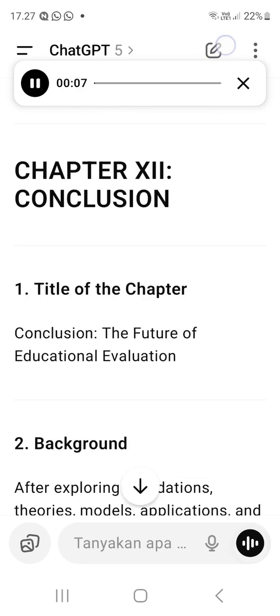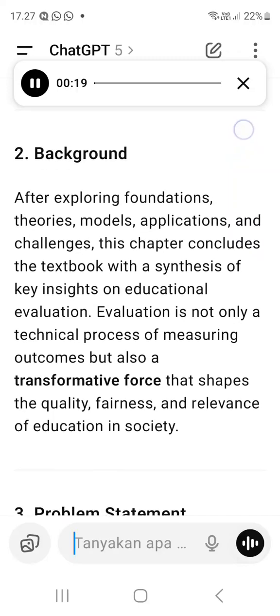Prof, shall I now continue with the elements so the textbook is closed in a structured and comprehensive way? Chapter 12, Conclusion. 1. Title of the chapter: Conclusion: The Future of Educational Evaluation. 2. Background.